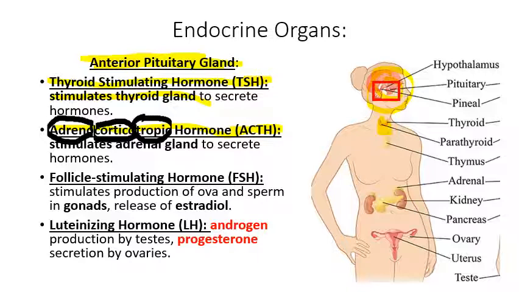So adrenal gland, cortico, the adrenal gland cortex, tropic hormone, stimulates the adrenal gland to secrete hormones, and we'll talk specifically about which hormones it causes the adrenal gland to secrete, but it is actually causing the hormones to be secreted from the cortex of the adrenal gland. There's another set of hormones that are secreted by the medulla of the adrenal gland. All right, next, follicle stimulating hormone is involved in the production of gametes, or haploid gametes, by the gonads.